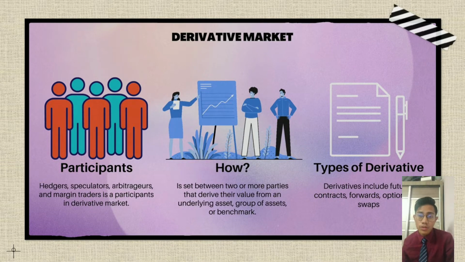First things first, we're going to look at who the participants of the derivative market are. The derivative market consists of hedgers, speculators, arbitrageurs, and margin traders. And how does the derivative market operate? A derivative market is set between two or more parties that derive their value from an underlying asset or group of assets or a benchmark. The types of derivative market are futures contracts, forward contracts, options, and swaps.